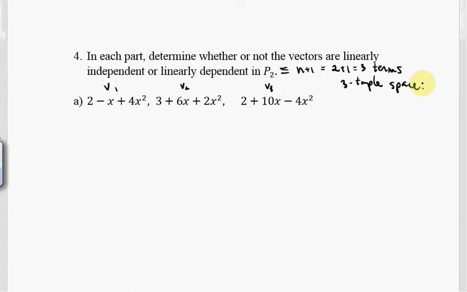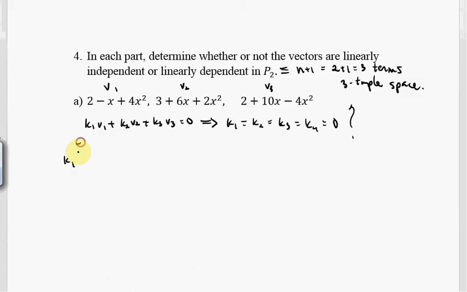Okay. So here, to say that K1 times V1 plus K2 times V2 plus K3 times V3 equal to zero, does that imply K1 equal to K2 equal to K3 equal to K4 equal to 0? That's the question for us to answer. So here, K1 times that first vector is going to be 2, negative 1, and 4. You're just pulling out the constants or the coefficients. We call them coordinates of a vector. So V1 has coordinates 2, negative 1, 4.